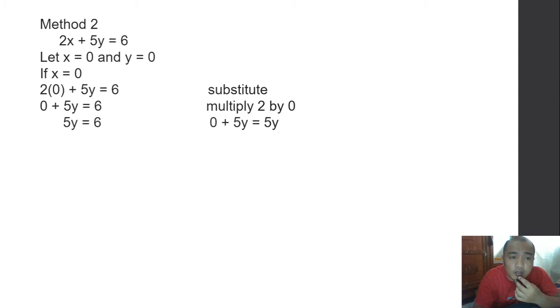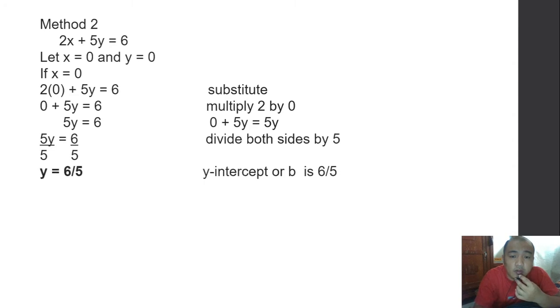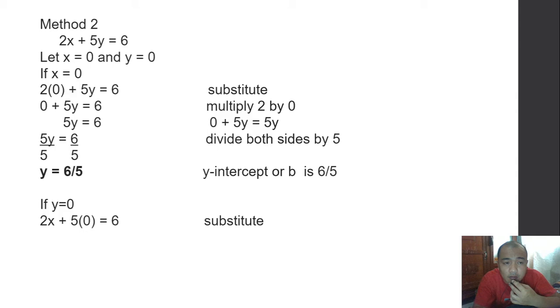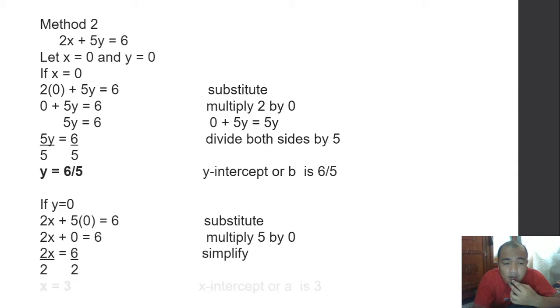If we solve for the y-intercept, we let x equal 0. So y equals 6/5 is the y-intercept of the line. And if we're solving for the x-intercept, we let y equal 0. Substitute into 2x plus 5y equals 6. So x equals 3. The x-intercept is 3, the y-intercept is 6/5. That's method 2.